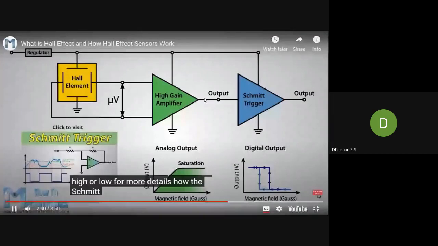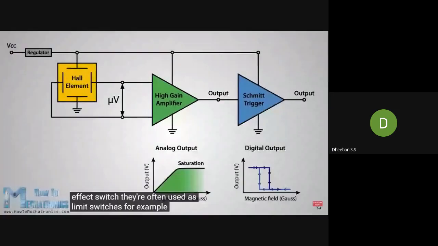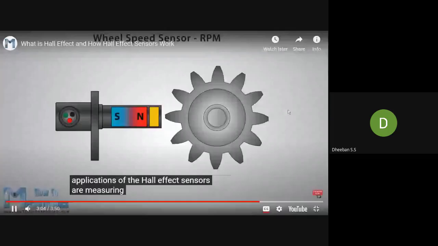An example of this type of sensor is the Hall effect switch. They are often used as limit switches, for example, in 3D printers and CNC machines, as well as for detection and positioning in industrial automation systems. Other contemporary applications of Hall effect sensors are measuring wheel speed or RPM, as well as determining position.